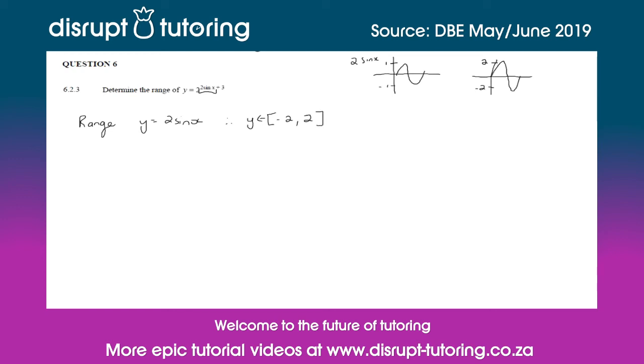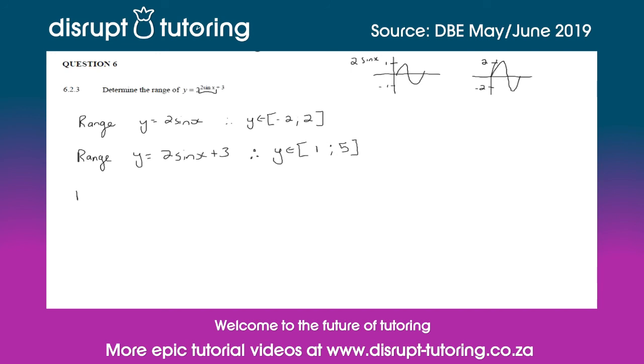So using that knowledge, we can then say that the range of y equals 2 sine x plus 3, which is the actual exponent, it's going to be the same range but shifted up by 3. So y is going to be an element of now, so minus 2 plus 3 is 1, and 2 plus 3 is 5. So we've got the range of the exponent.